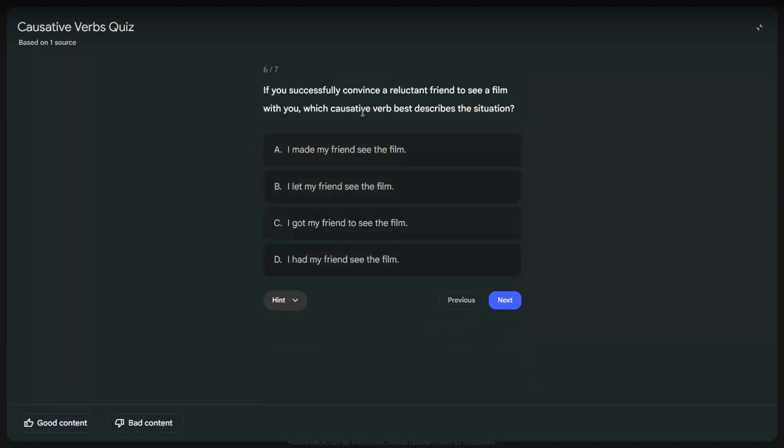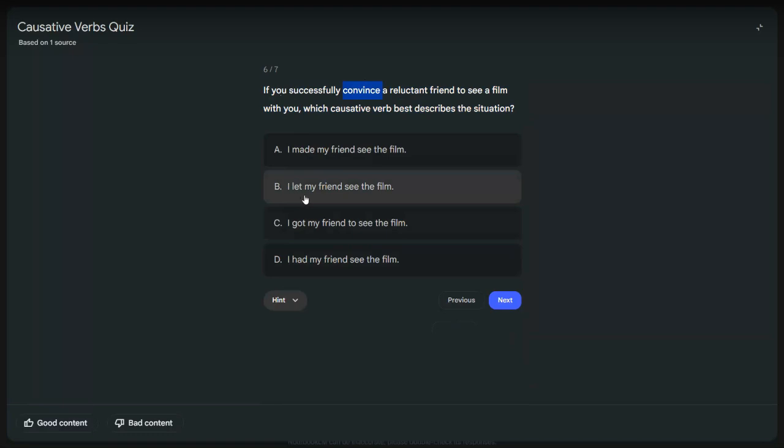Another thing is successfully convincing. Here we are talking about convincing. So we are not forcing him to do it. We are convincing him. Okay, but this one can be tricky, right? What will happen if we had forcefully convinced him? So this can be tricky, but let's go with the definitions of each. First one is made. Made we use when we are forcing someone to do something, but here we use convince, so we cannot use A.